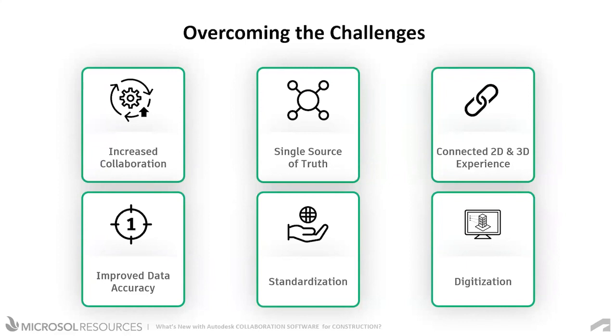We also have standardization. By standardizing on one platform, teams can function much more efficiently. There is no learning curve between projects, and company standards are always met. And last but not least, we have digitization. By digitizing many of the processes, the gaps between distributed teams can be drastically closed.